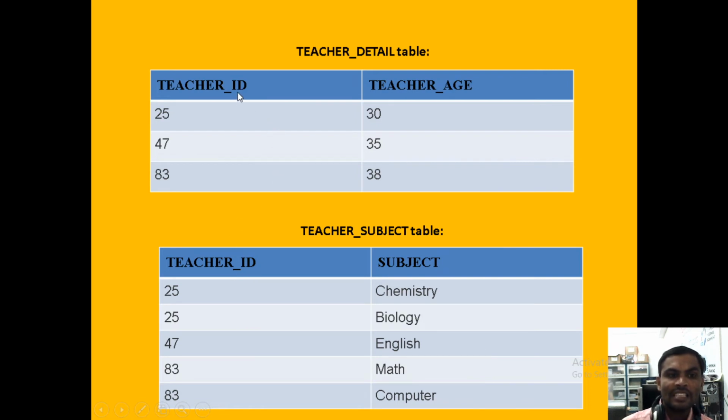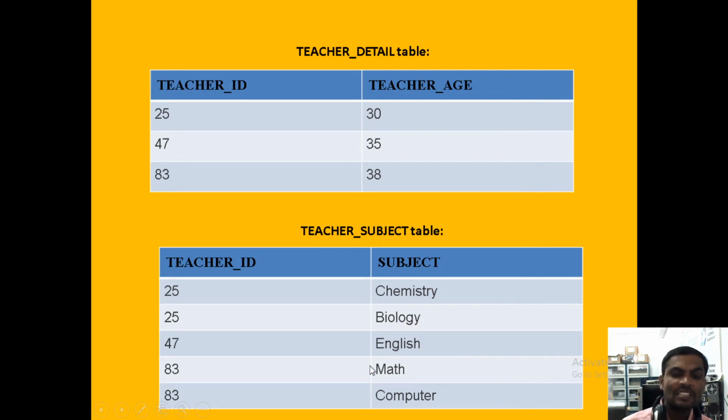Here teacher ID is acting as the primary key in the teacher table. Coming to the teacher subject table, it is acting as a foreign key. Under a foreign key, we can insert duplicate values. Now here the subject ID we consider as the primary key.